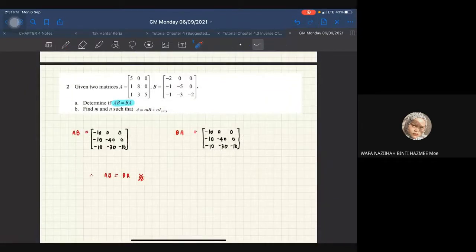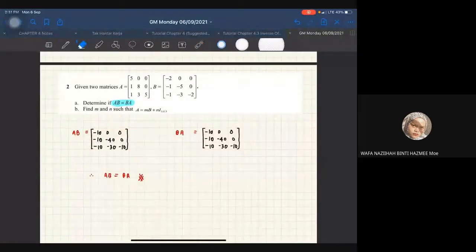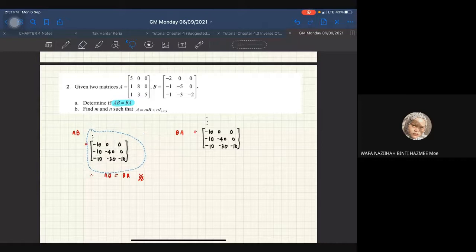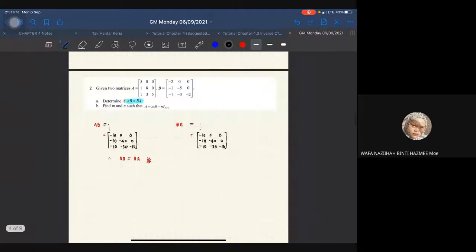Okay, boleh ke? So, this one dia ada jalan kerja lagi kat atas dia tapi saya tak tulis sebab dia sama je dengan jalan kerja dekat soalan nombor 1 tadi. Okay, so dia ada jalan kerja kat atas dia lagi. Up over here ada lagi. Tulis kat bawah sikit. Okay, so itu adalah part A.